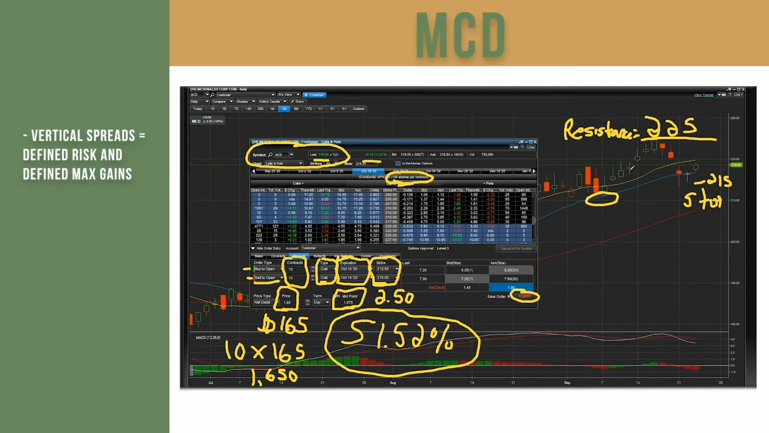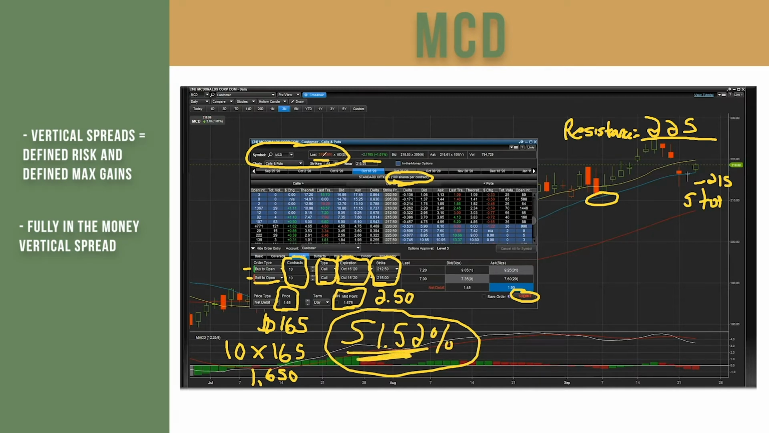So we're bullish on McDonald's. We would come in and we would make this vertical call spread. Now, since it's fully in the money, that's the nice thing about going with a fully in-the-money vertical spread. It doesn't matter if the stock drops down to 215. It could drop by $3.61 right now. We would still make that 52% gain.